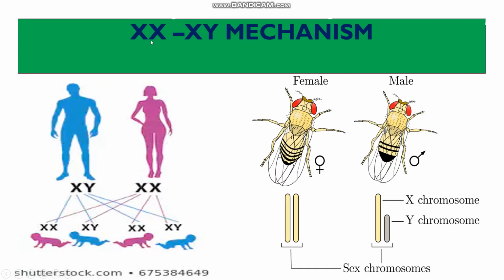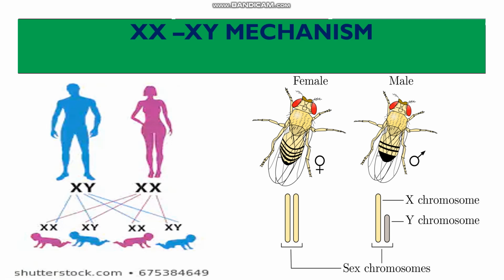Now here you will learn about the XX-XY mechanism. Already I mentioned this mechanism is seen in human beings and Drosophila. Human males carry XY chromosomes, whereas the human females have XX chromosomes. So human males are heterogametic. That means they produce dissimilar gametes, some gametes carrying the X chromosome and some gametes carrying the Y chromosome. Human females are homogametic. All the gametes produced by the female carry the X chromosome.